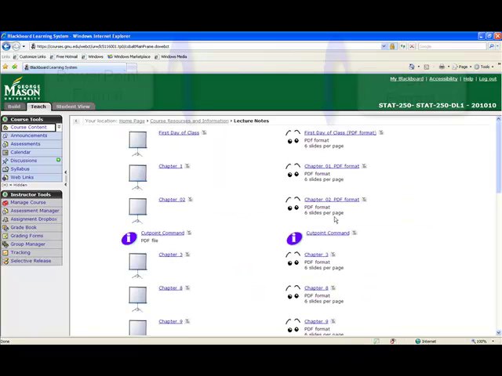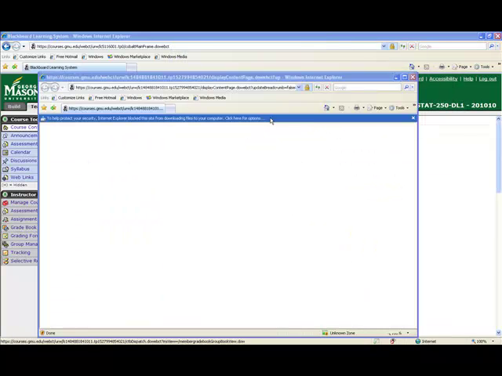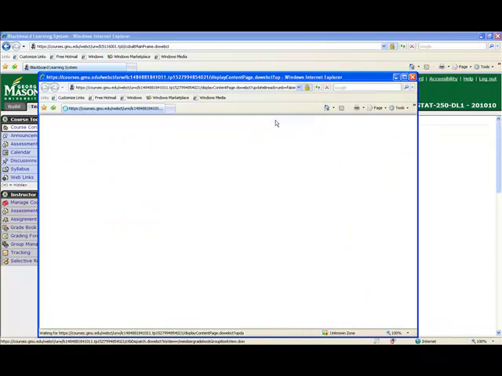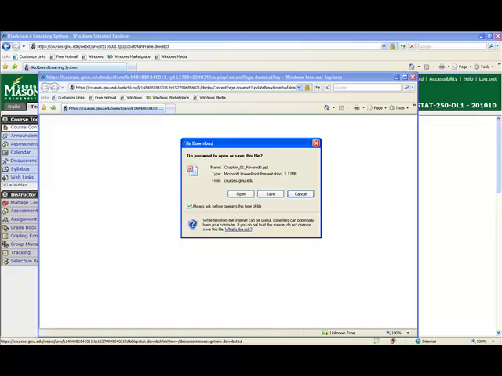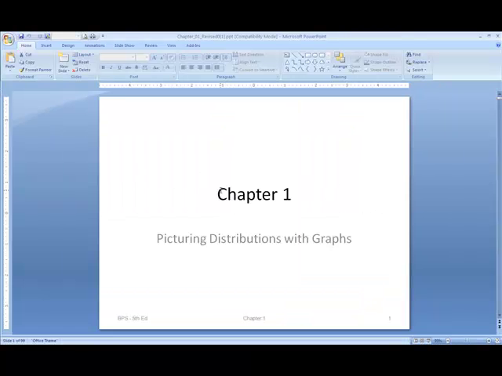In here, you see that there are 2 columns. One column is the PowerPoint presentations, and the other one is in a PDF, the same slides, but in the PDF format. I did that just in case you don't have the particular version of PowerPoint that I have. So we're doing Chapter 1. All you do is you click onto Chapter 1, then you have to let your computer download it, and then hit Open. I'm going to get rid of that, so I have a full page of the slide. And now we're ready to begin Chapter 1.